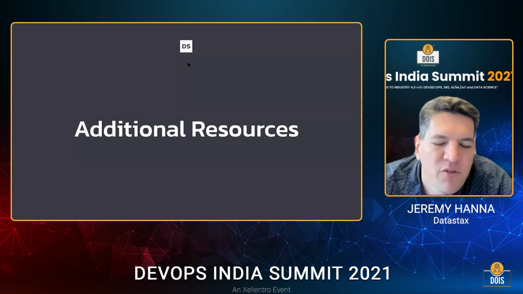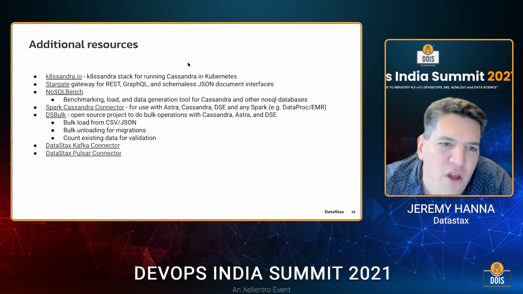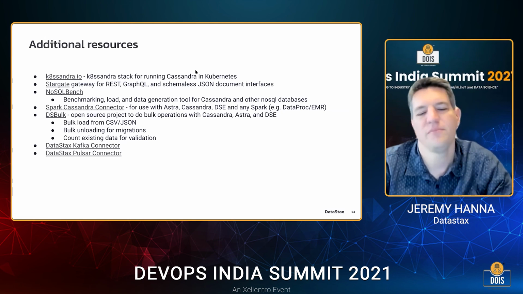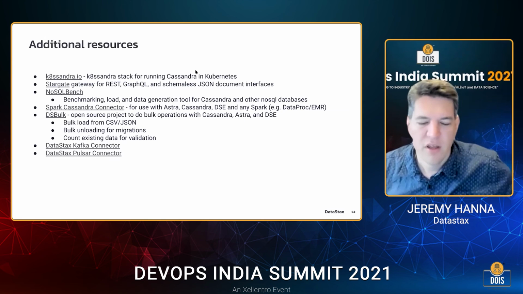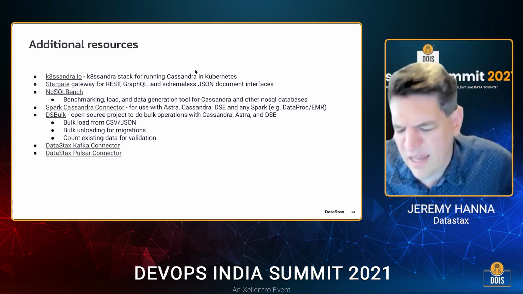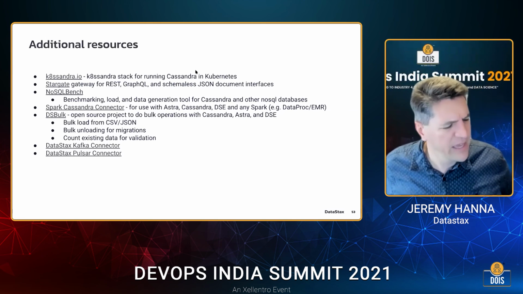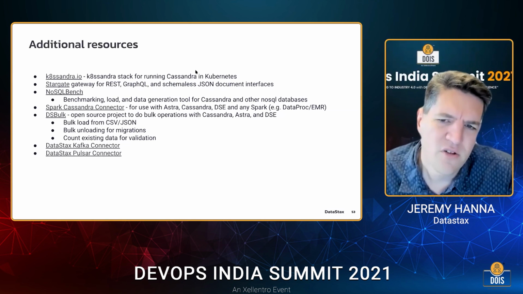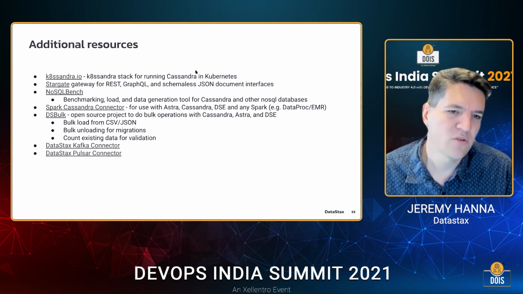And so to kind of bring this to a close, we have some additional resources out there for you. K8ssandra.io is the whole stack. Stargate.io is the APIs that I talked about. NoSQL Bench is a benchmarking and load and data generation tool that can be used with K8ssandra to be able to benchmark your systems. And it also works with MongoDB and CockroachDB and Kafka and Pulsar as well. So it's a nice benchmarking tool for those things.